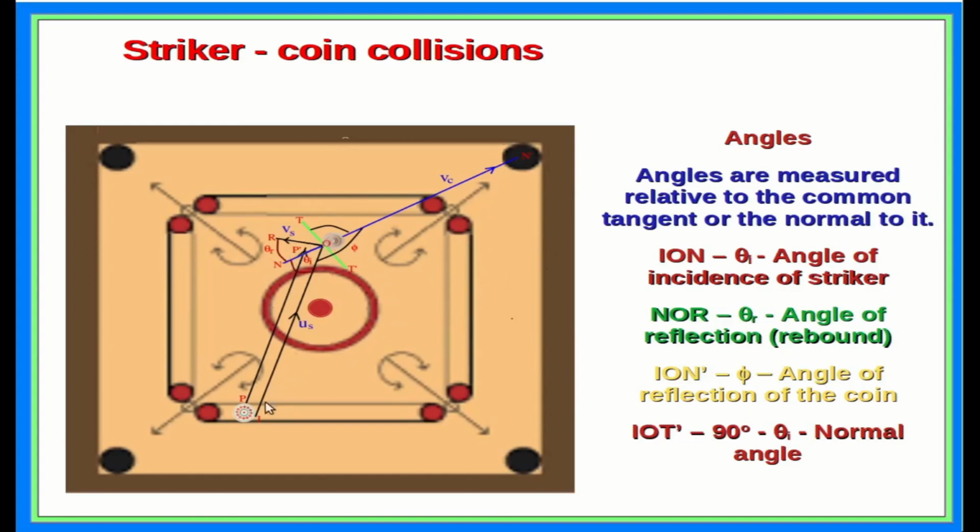So ION is the angle of incidence of the striker. NOR is the angle of reflection or rebound of the striker. ION prime, which is phi, is the angular reflection of the coin. And IOT prime is equal to 90 degrees minus the incidence angle, and this is known as the normal angle.